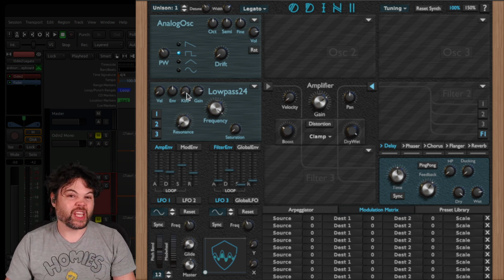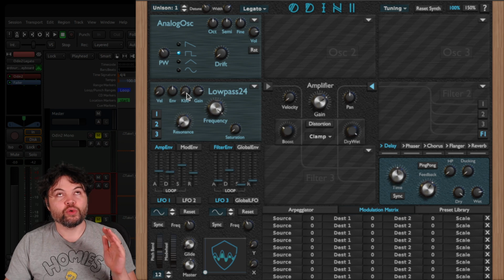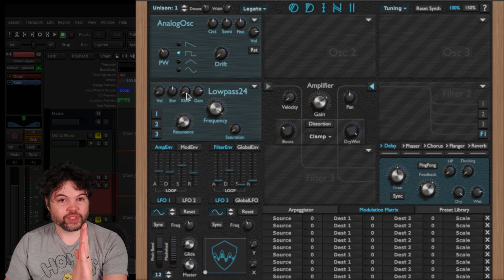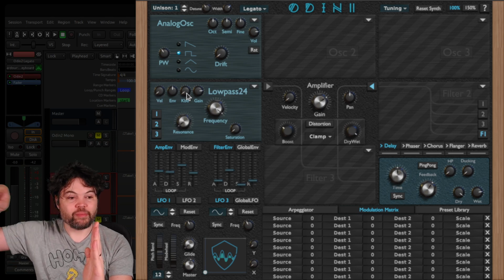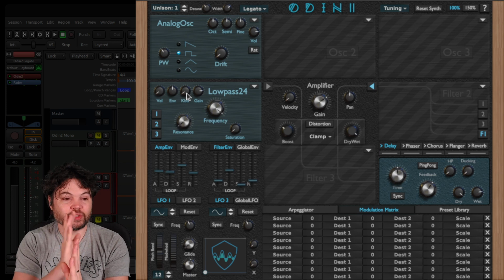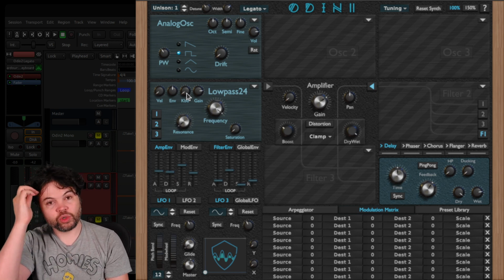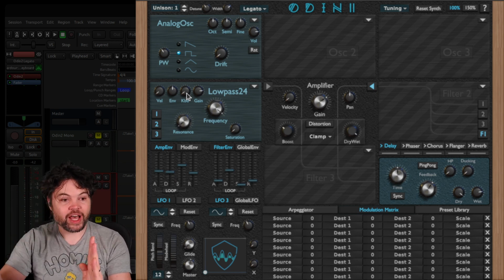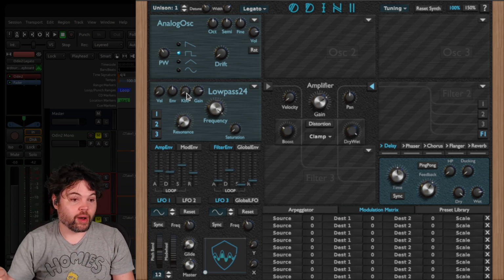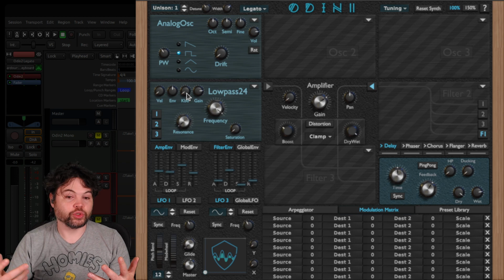The next parameter is keyboard tracking. So you can imagine if a filter operates on a certain frequency, if I play higher pitched notes, more and more of that sound is going to be filtered out by the filter. So often what I want is, as I play a higher note, the frequency at which the filter operates would go up correspondingly. That's called keyboard tracking.